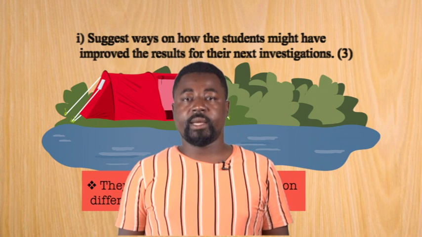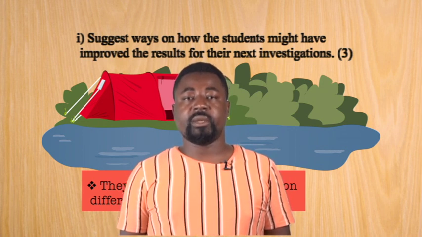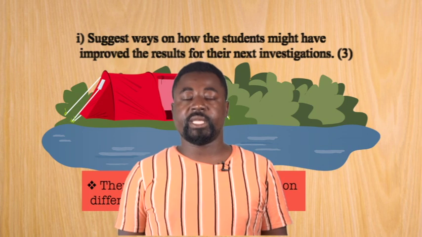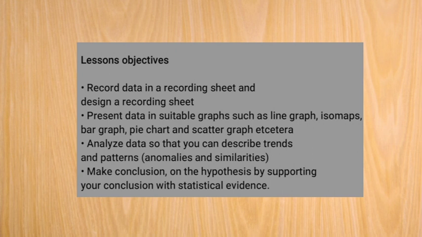This brings us to the end of our fourth lesson, but it is important to remember the following learning objectives that we have discussed. Record the data in a recording sheet and design a recording sheet. Present data in suitable graphs such as line graph, isomap, bar graph, pie chart, and scatter graph. Analyze data so that you can describe trends and patterns such as anomalies and similarities. Make a conclusion on the hypothesis by supporting your conclusion with statistical evidence.